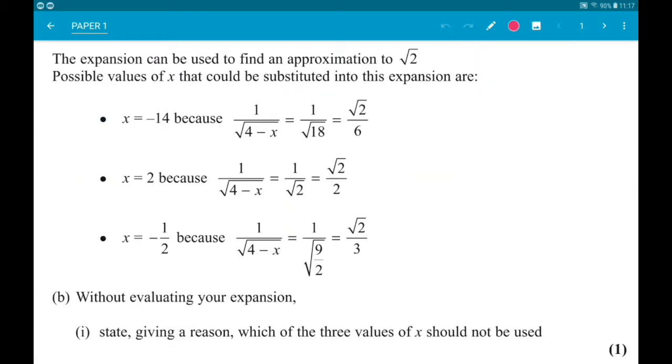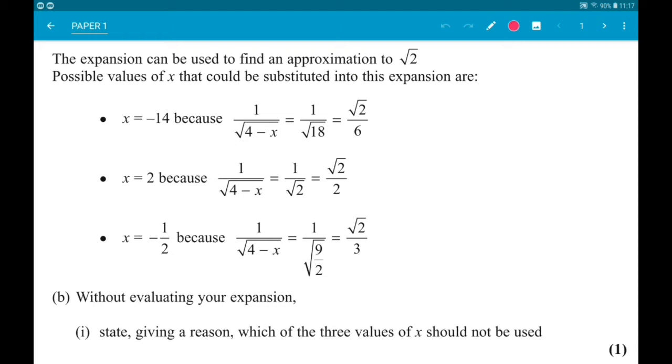We're told the expansion can be used to work out an estimate for root 2. We are given 3 possible values to sub into the expansion, so x is minus 14, 2, or minus 1/2. Part B, without evaluating the expansion, part 1, state, giving a reason which value of x should not be used.